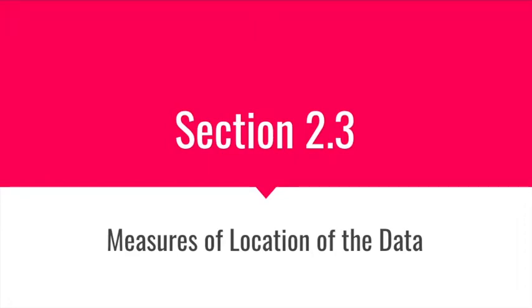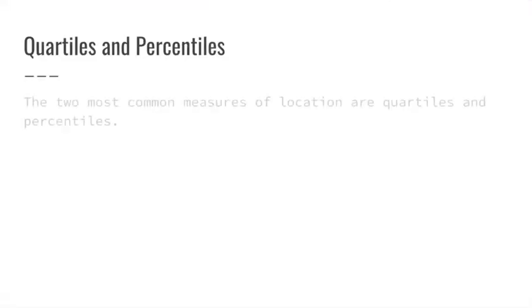Section 2.3 talks about measures of the location of the data. Location may seem like kind of a funny term, but it's location in the data relative to all the other data points. The two most common measures that we'll use for location are quartiles and percentiles. Percentiles may be familiar to you if you've ever looked closely at your scores on Terra Nova tests or the PSAT or anything like that.